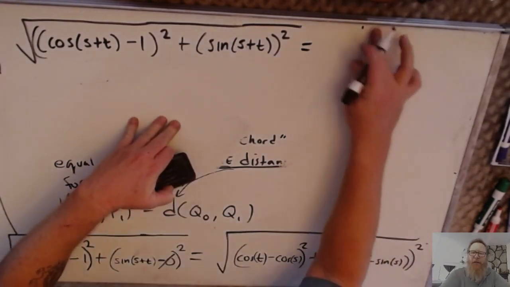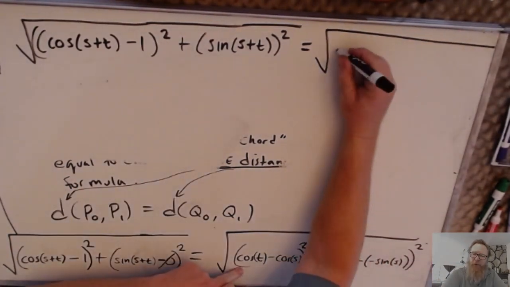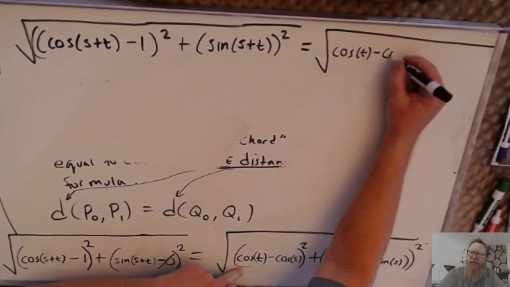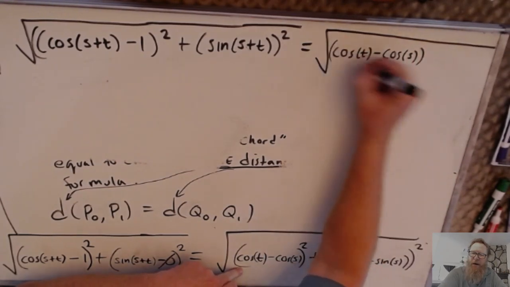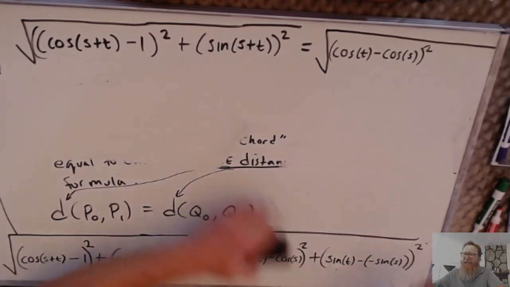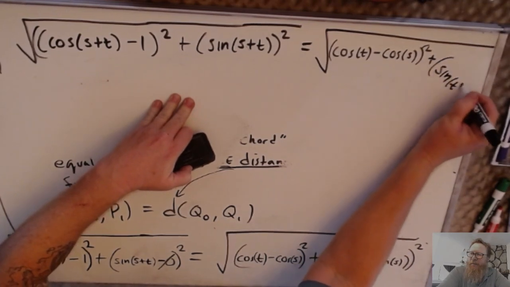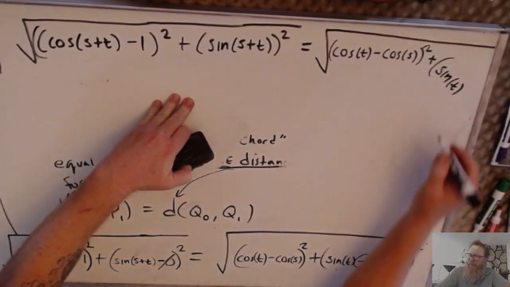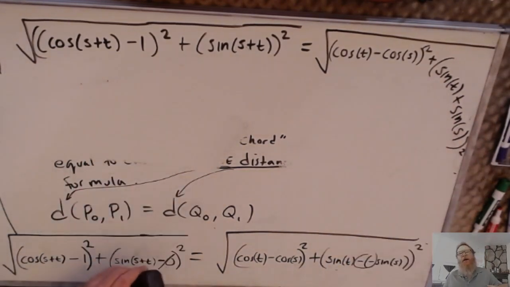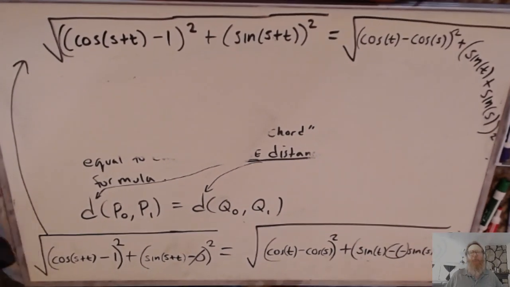So that's going to be the square root. I'm getting real tight on space up here. Square root of cos t minus cos s squared. Oh, this is going to be tough. This is sine t plus sine s. And all of that squared. I know, I need a wider board. I'll try to make it look better in the next line.